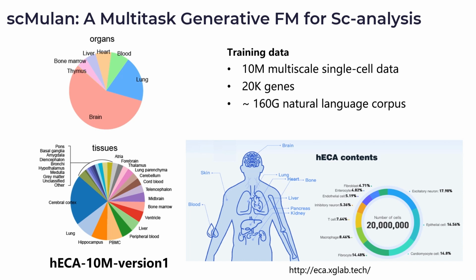The training data of single-cell Mulan includes single-cell data from a wide range of tissue and organ scales, ensuring that the model is exposed to diverse biological contexts. The dataset incorporates 20,000 genes and 160 gigabytes of natural language corpora, allowing single-cell Mulan to leverage both genomic data and textual information for a more holistic understanding of cellular processes. This rich and varied data enables single-cell Mulan to perform well across various tasks.